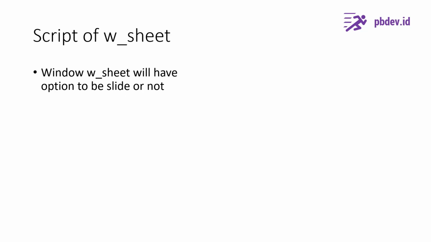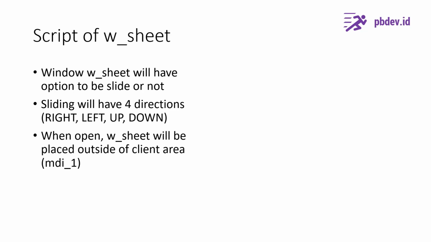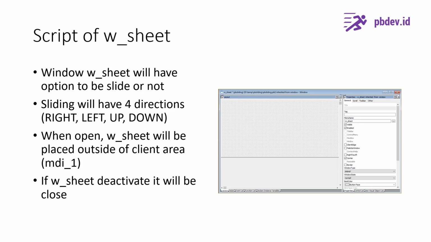First, we need to know that W sheet will have option to be slide or not with the instance variable that we have before. Sliding will have 4 direction, right, left, up, and down. When open, W sheet will be placed outside of client area, the MDI1, that is the object of the W frame. And if the W sheet deactivates, it will be closed.